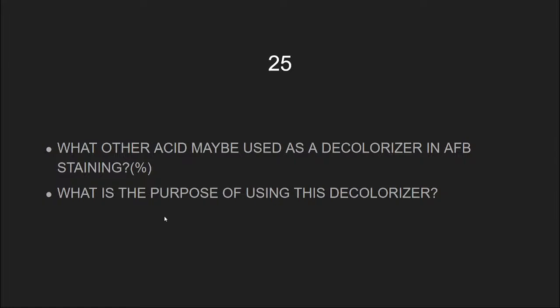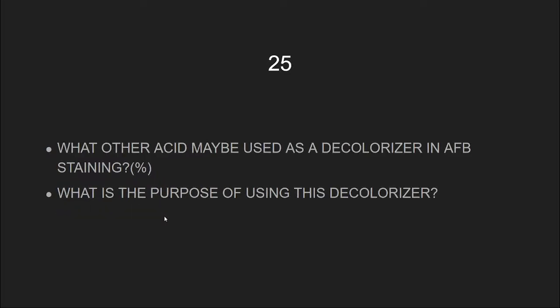Okay. Now, we can use other acids, by the way, to decolorize your AFB slides. But this is mainly for demonstrating weakly acid-fast organisms. You can use 1% sulfuric acid as a form of modified acid-fast staining. And one question that keeps appearing in the Philippine board exams, or your RMT board exams, is the next slide. But let's answer this question first.